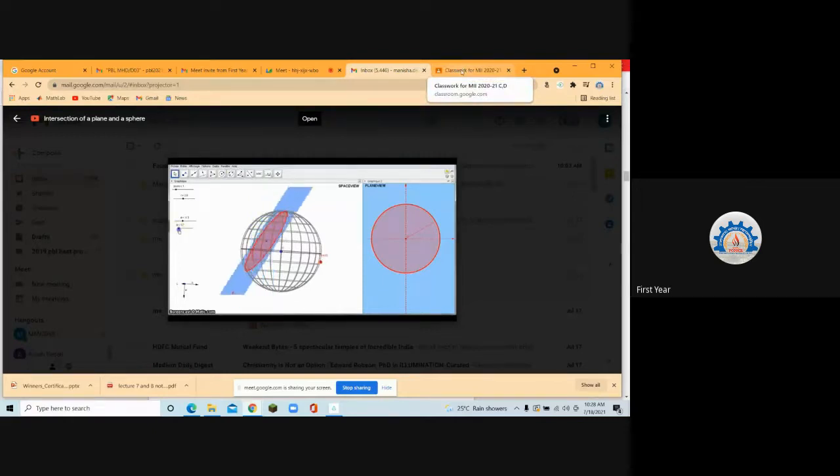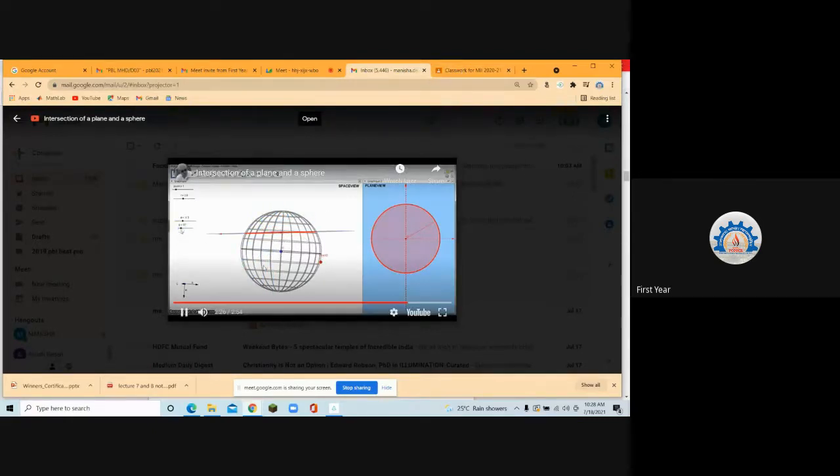Everyone. So if it is at the center, then the center of the sphere will lie on the plane, and that's one condition that we are going to use to find the equation of the sphere.